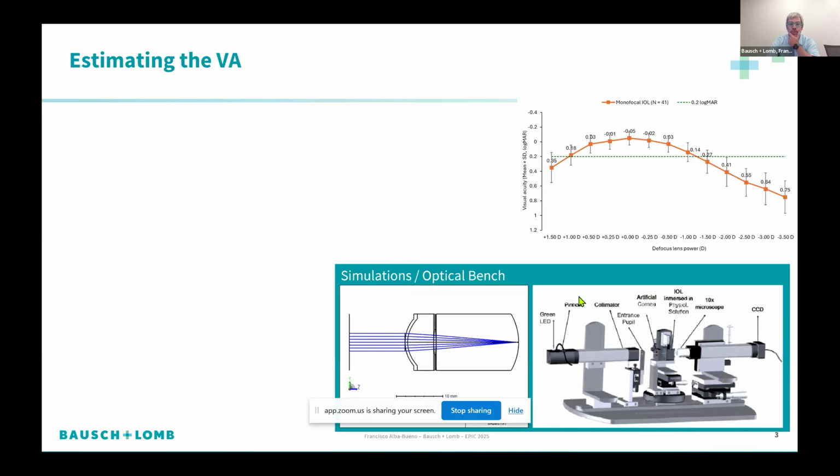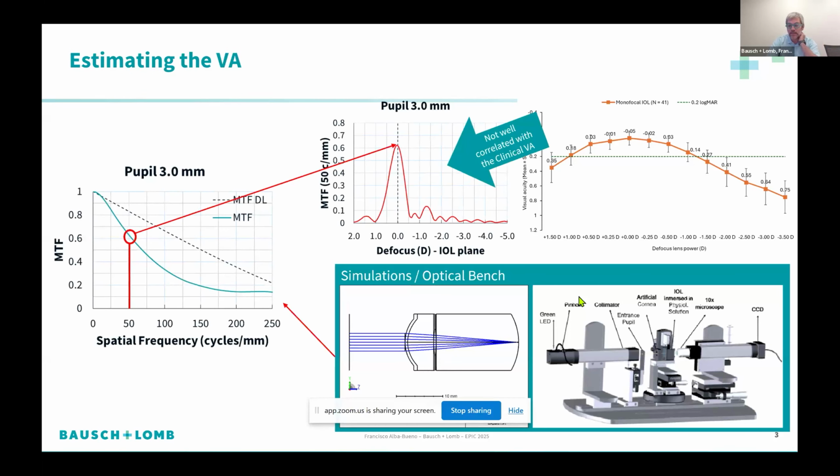What we do is to measure the quality of the lens that is usually represented with the MTF, which represents the optical quality for a single defocus. And what we can do is to measure the MTF at a single frequency for all the defocus to know the optical performance. Unfortunately, this straightforward measurement is not correlated with the clinical visual acuity.